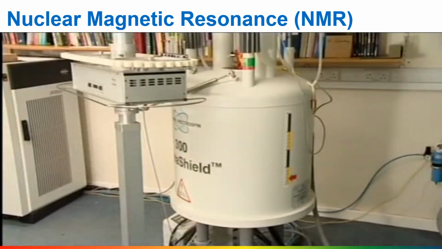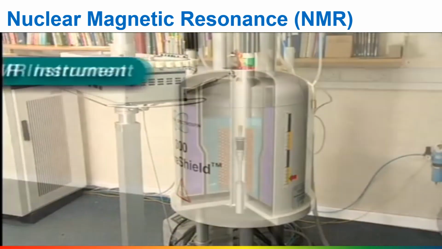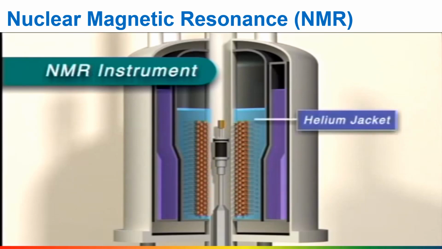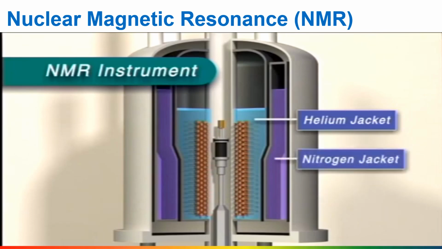This is a typical NMR instrument. The magnet is a superconducting one and is housed inside the cylindrical metal casing. It is cooled to 4 Kelvin in a jacket of liquid helium, which in turn sits in a jacket of liquid nitrogen at 77 Kelvin.